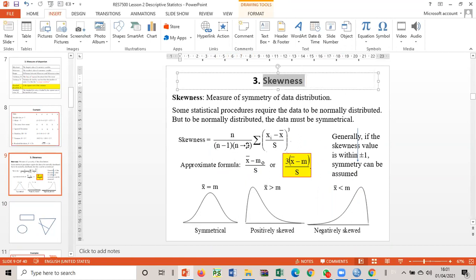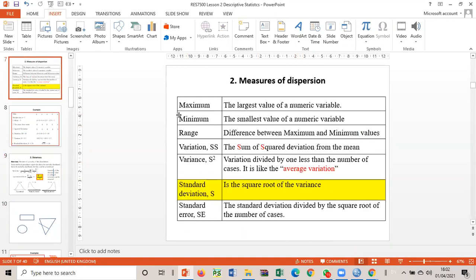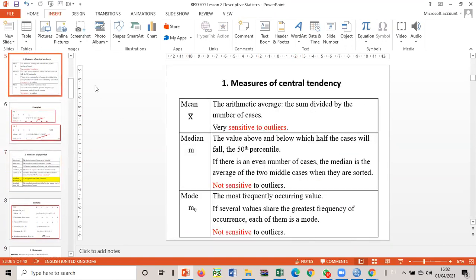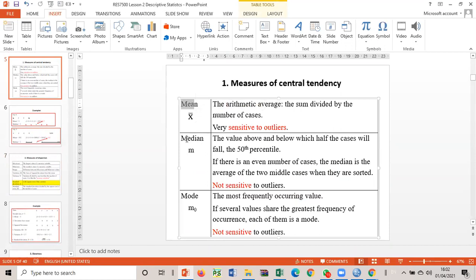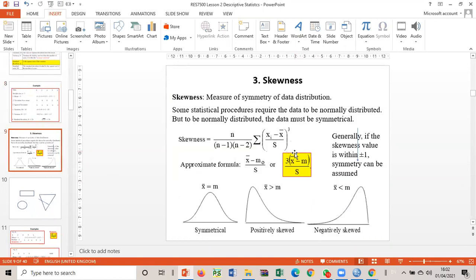There are three formulas here. Look at the formula we have highlighted here. Look at the numerator. What's the numerator in the formula? What's X bar? The mean. What's M? The median. Your X bar is the mean, M is your median. So in this formula, if X bar equals the median, what is the skewness value?